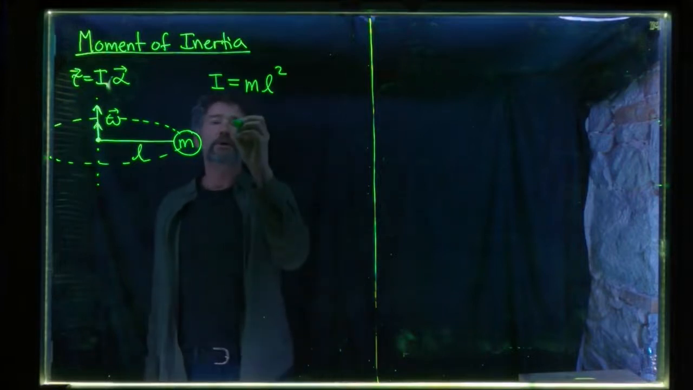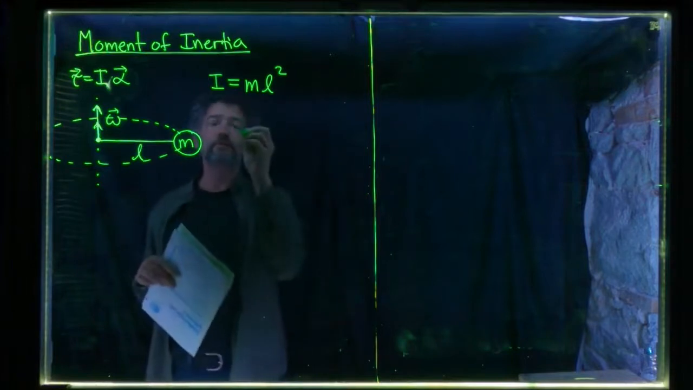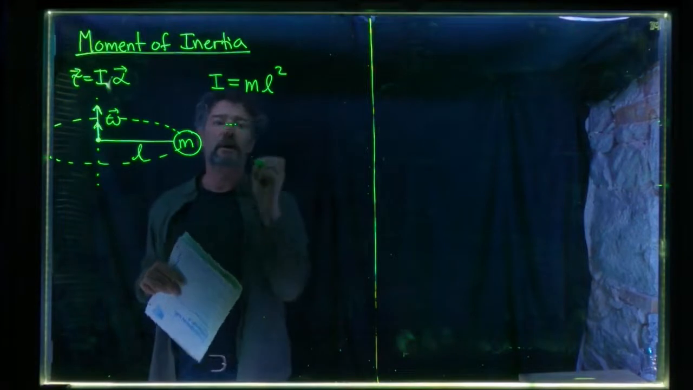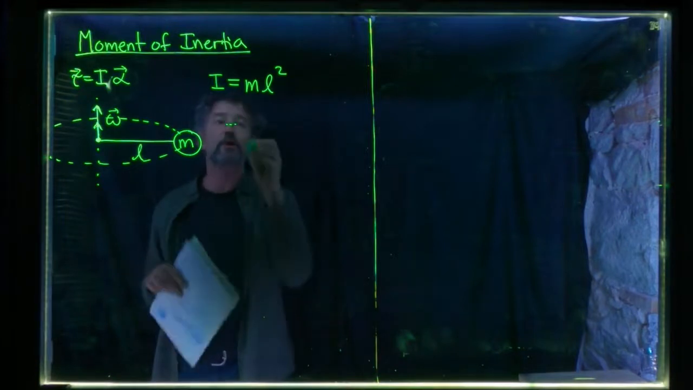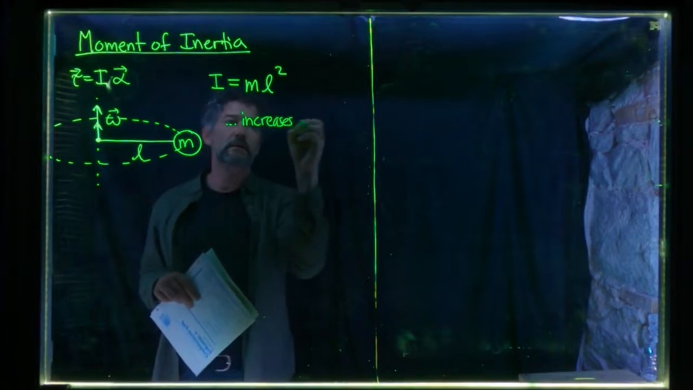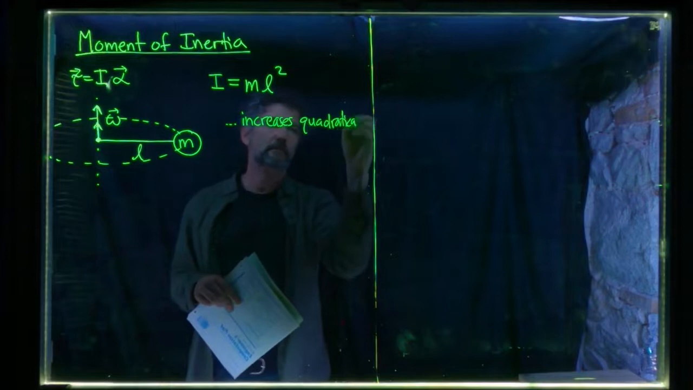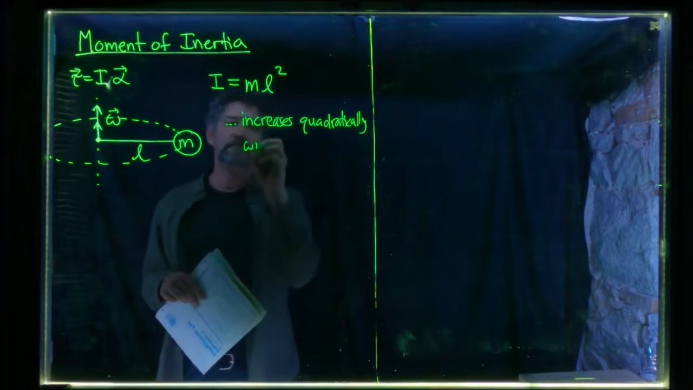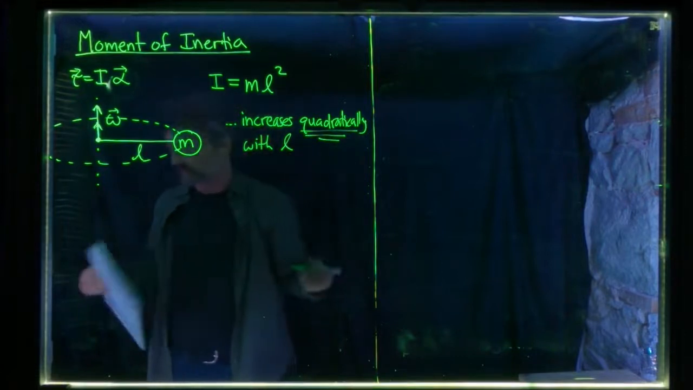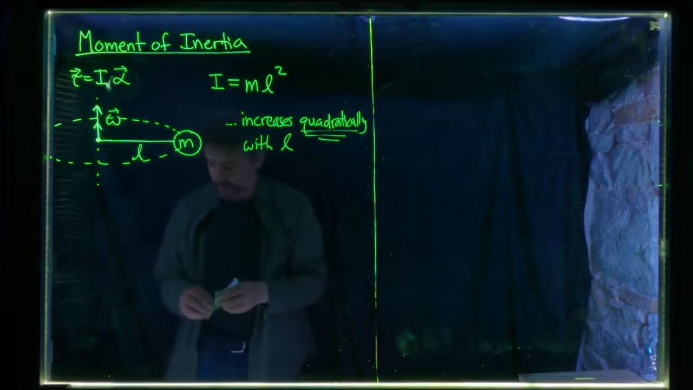So the point is that this moment of inertia, the resistance to changes in angular motion, increases quadratically with L, we'll say. Increases quadratically with increasing L. So what does that mean? How can we see that?